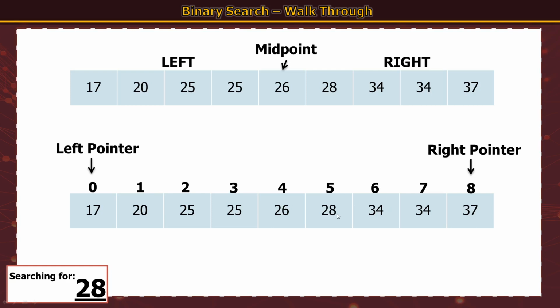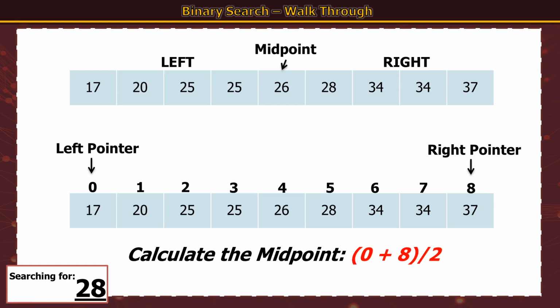Okay then, let's calculate the midpoint. So we take the left pointer's index, which is 0, and we add the right pointer's index to it, which is 8, and we then divide that by 2. This would give us 4. This means that our midpoint is at index 4, so 26 is our midpoint.